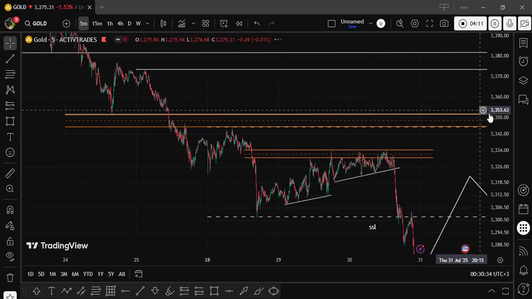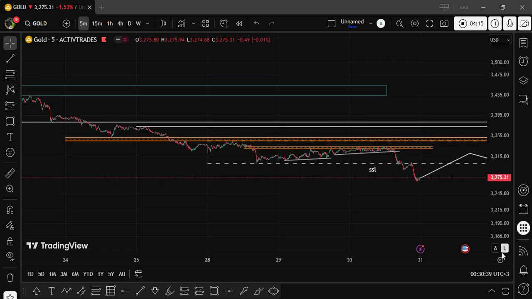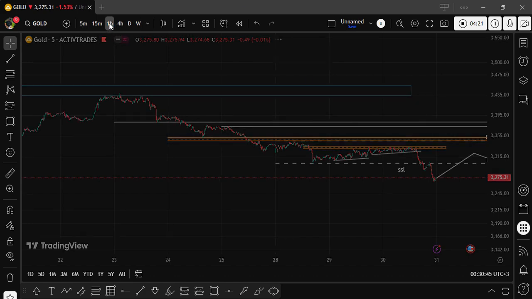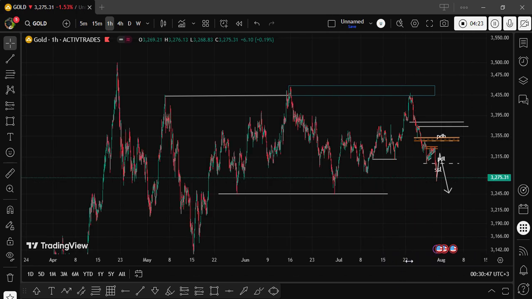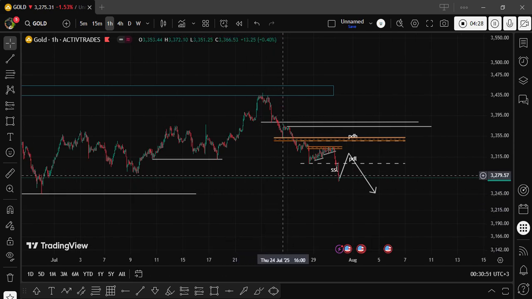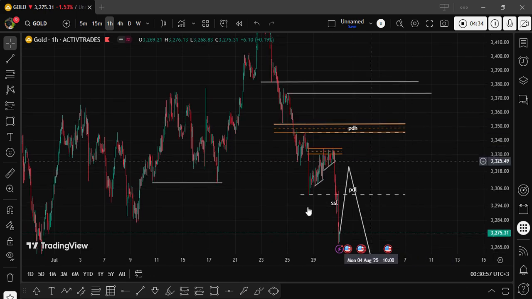Then my target was actually this low right here. So that's how I was able to get some profits from this trade.